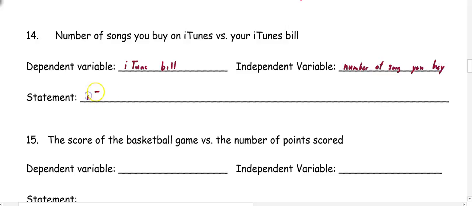So we would say the iTunes bill depends on the number of songs you buy.